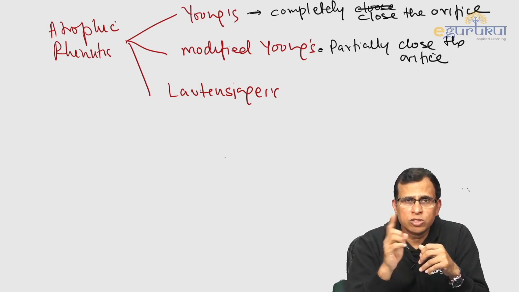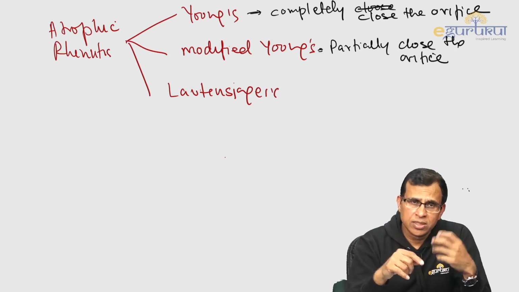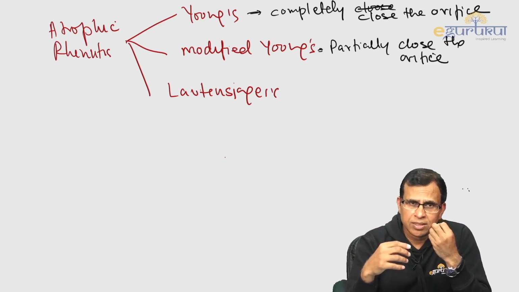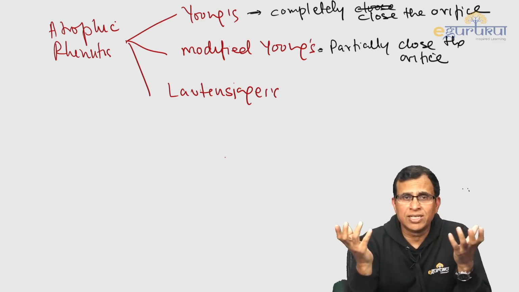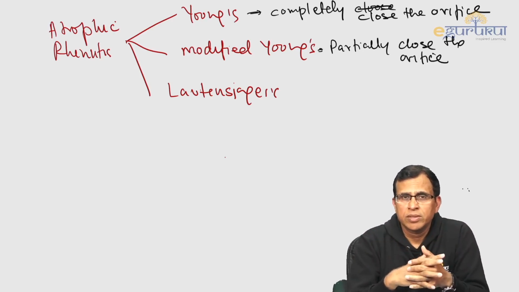But if you want to do surgery on both the sides at the same time, then in one nose you do Young's, in the other you try to do modified Young's. So, one you close completely, Young's, the other side you do not close. If you close both the nasal cavities, the patient cannot breathe through the nose, the patient becomes a mouth breather, and mouth breathing is never advised.